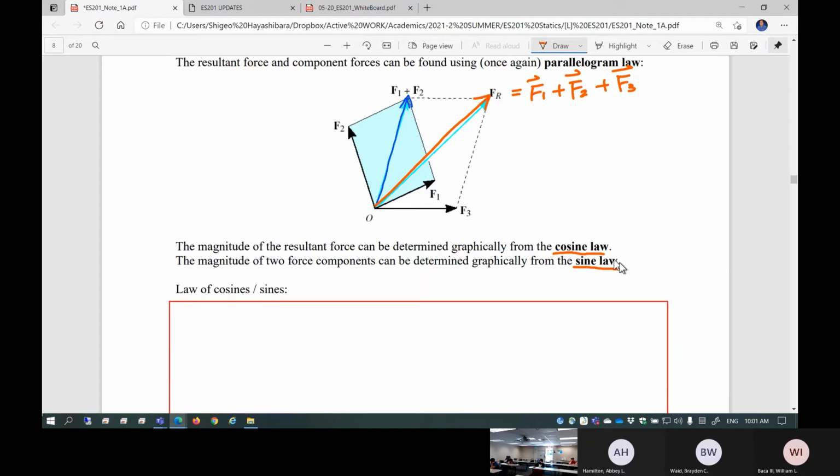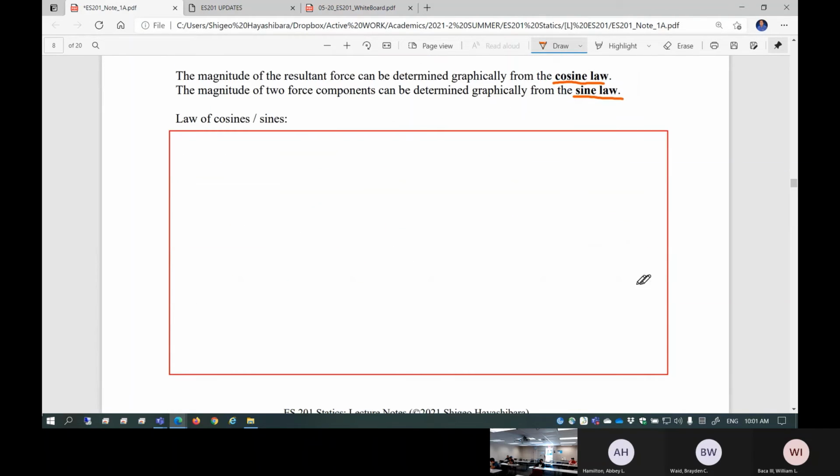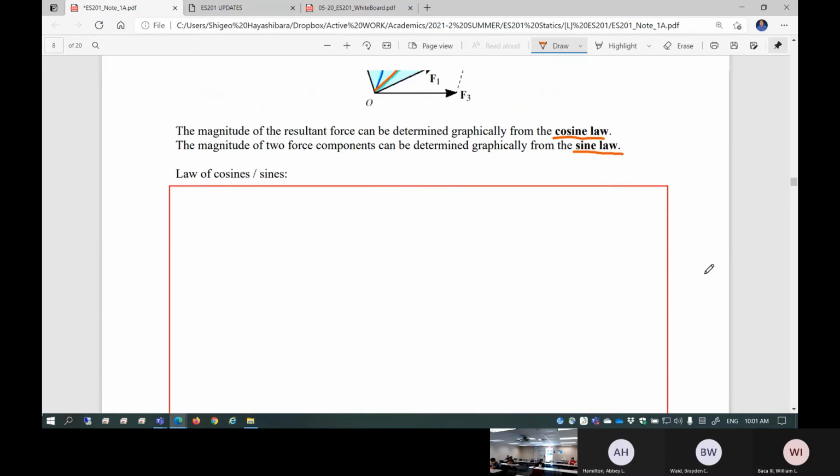What does that really mean? This could be a key for this section 1A homework assignment. Do you remember Ernie the bird tried to solve the very first homework problem and screwed up completely? Why is that? He didn't use the sine or cosine law that's covered here. So let's stay focused. This is the law of cosines and sines.